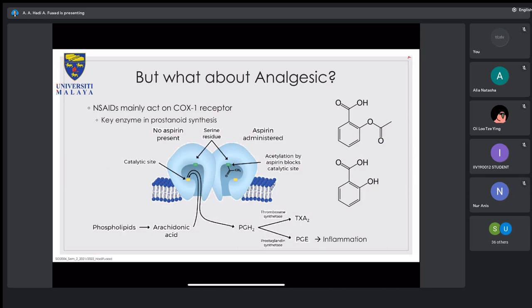analgesic. So we know that it blocks the COX-1 receptor, but how does it actually block the receptor? The key enzyme in prostanoid synthesis is COX-1, okay? From phospholipid, you have an enzyme that converts phospholipids into arachidonic acid, and then arachidonic acid moves into COX-1, where there's a catalytic site that converts arachidonic acid into PGH2. PGH2 will then go into these other two enzymes, and this one is the PEXO something pathway, the pathway that particularly involves inflammation.